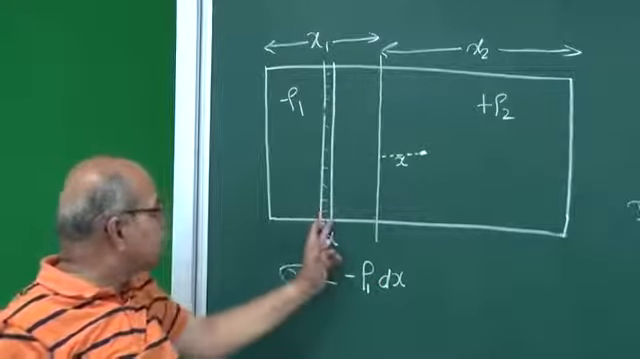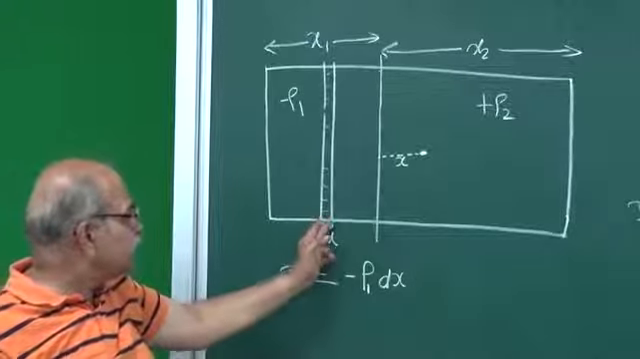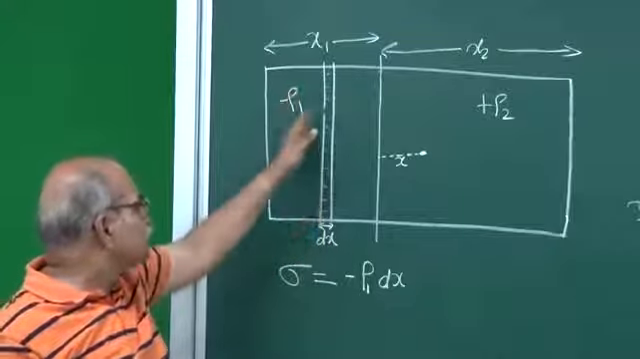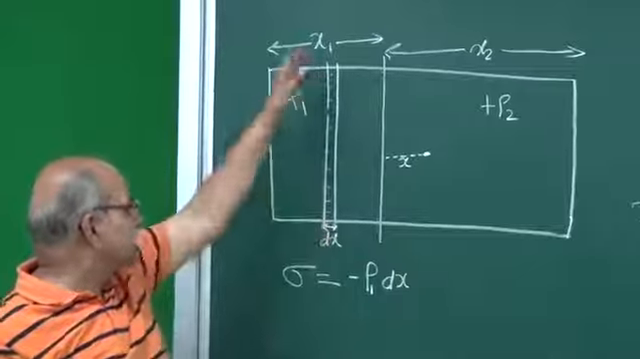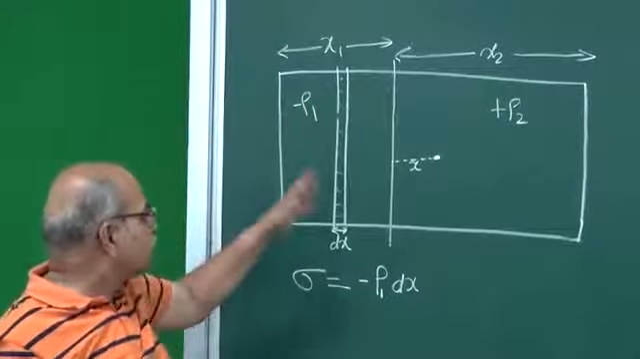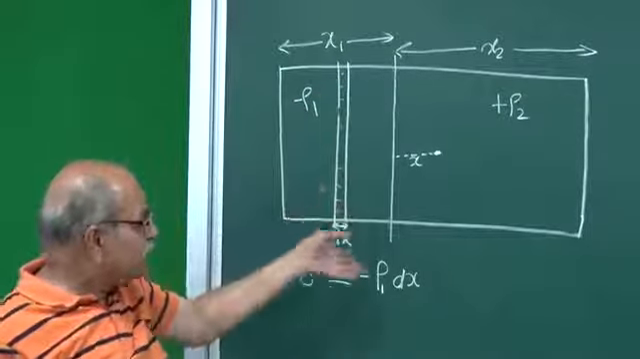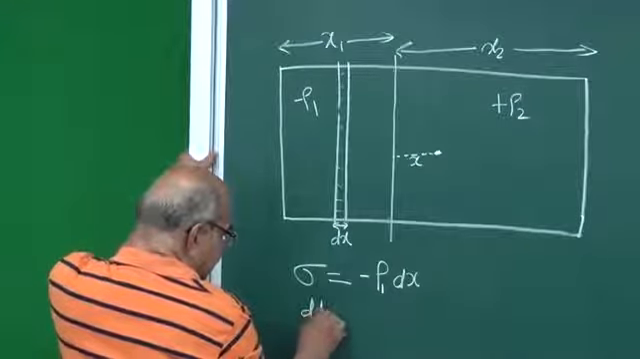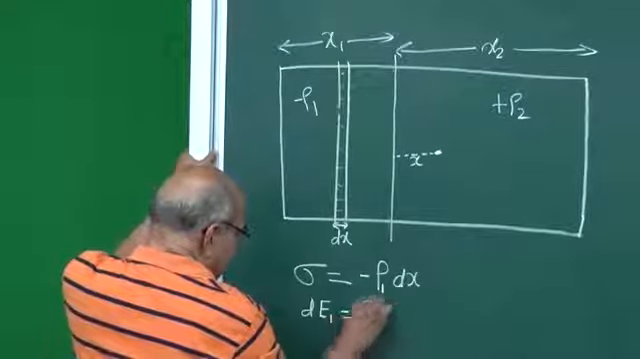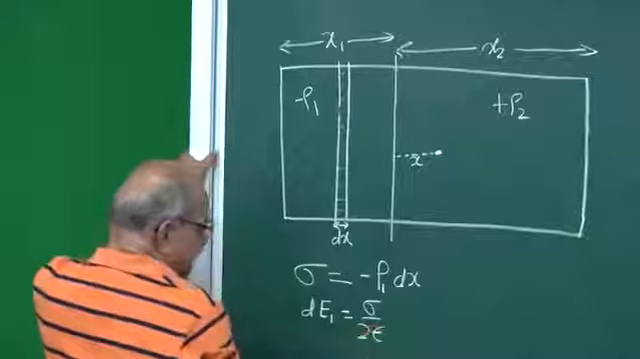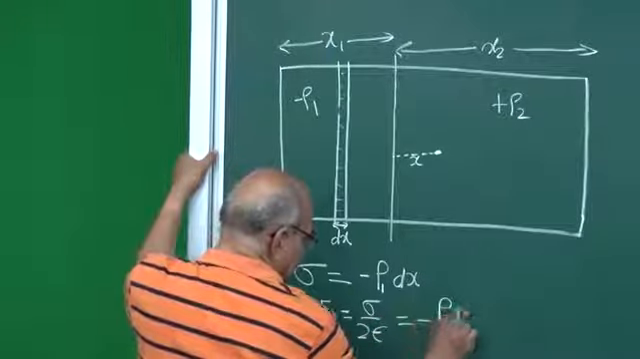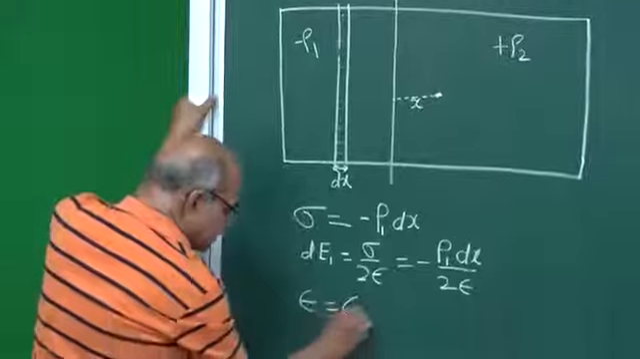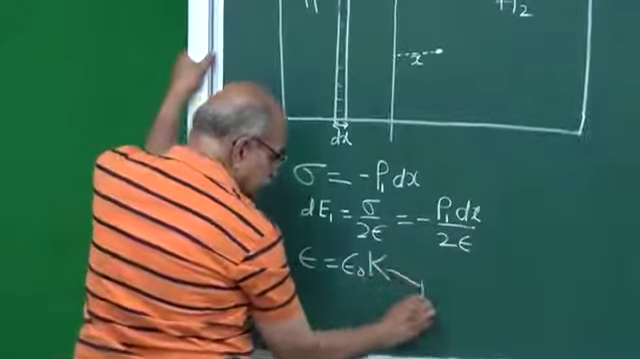Since this layer is thin, I am taking dx, so I can treat this whole charge as on a surface charge layer. The total charge will be minus rho 1 times dx times that area, and then I divide by the area to get charge per unit area, and that will be this much. So the electric field due to this, let me call it dE1, will be sigma over 2 epsilon, which is minus rho 1 dx over 2 epsilon, and this epsilon is epsilon naught times k, where k is the dielectric constant.